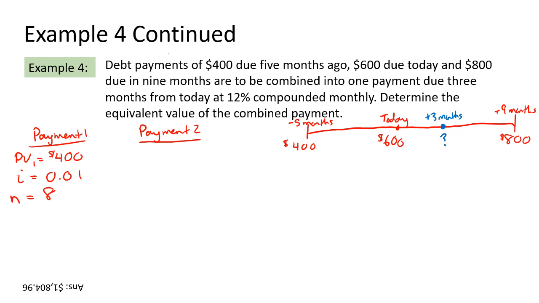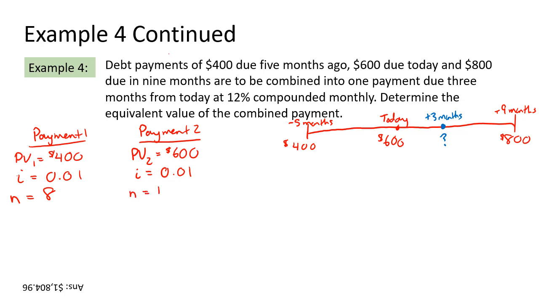So again, because our second payment is also in the past, compared to the focal date we're looking at, which is 3 months ahead of today, it's also a present value calculation. So our present value was provided in the question, $600. Our periodic interest rate doesn't change, and it won't change for any of these. It stays as 0.01. But what does change is our number of compounding periods, n.